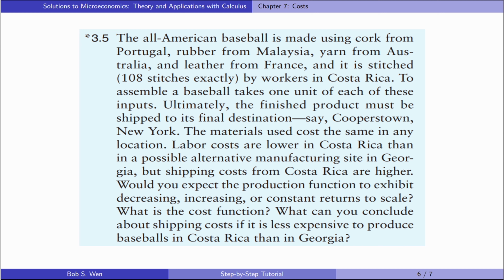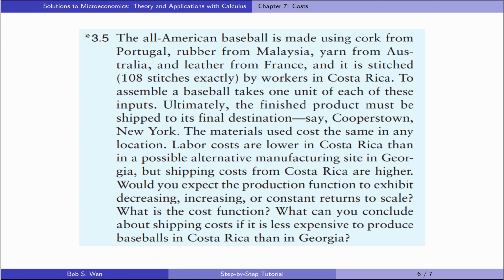Let's jump to exercise 3.5. The All-American baseball is made using cork from Portugal, rubber from Malaysia, yarn from Australia, and leather from France. And it is stitched by workers in Costa Rica. To assemble a baseball takes 1 unit of each of these inputs. Ultimately, the finished product must be shipped to its final destination, say Cooperstown, New York.